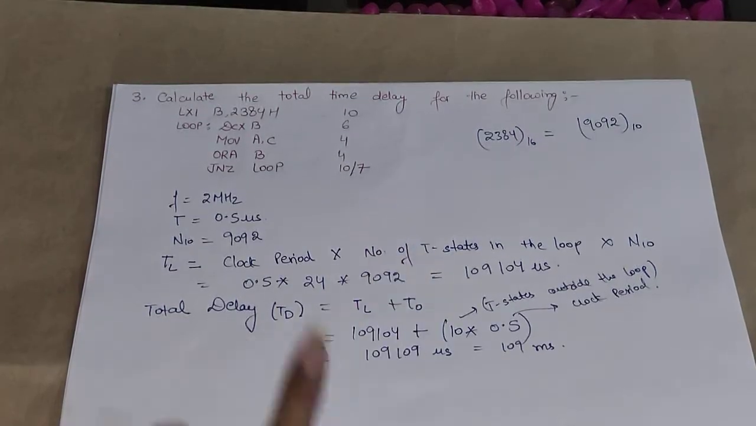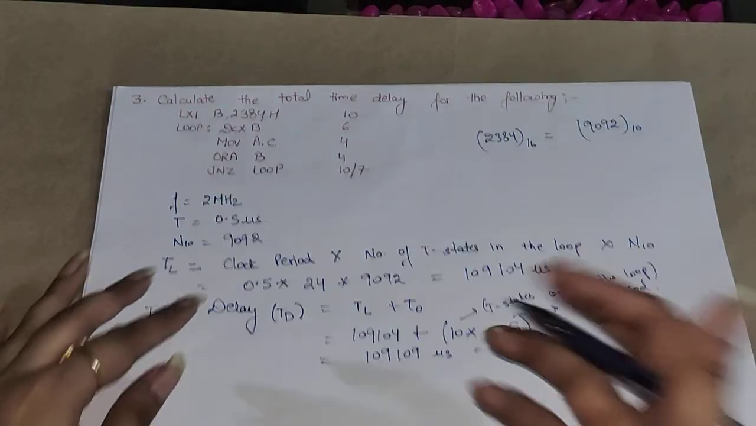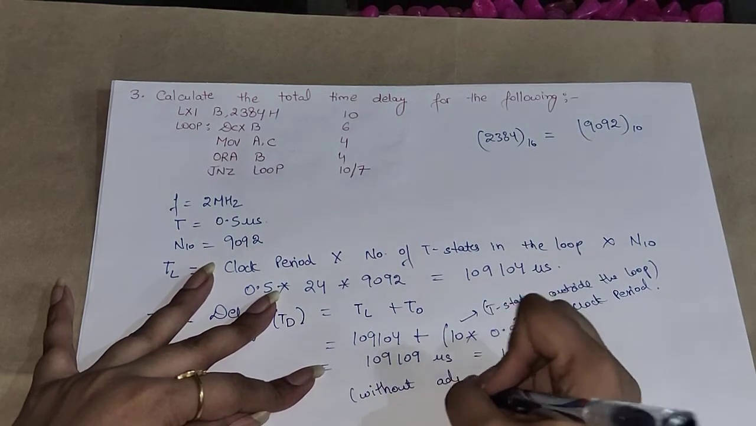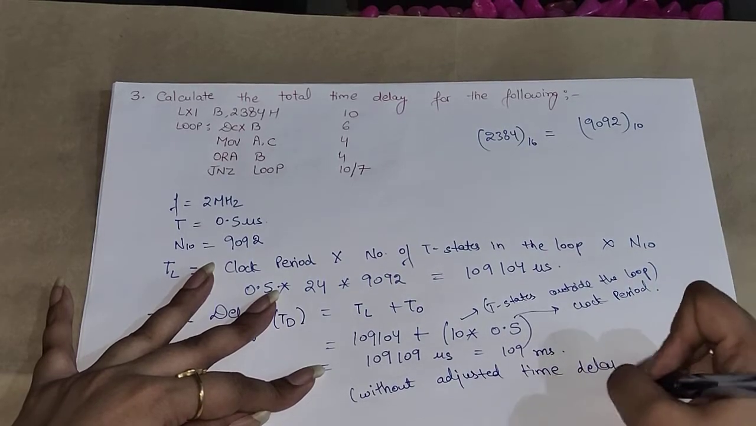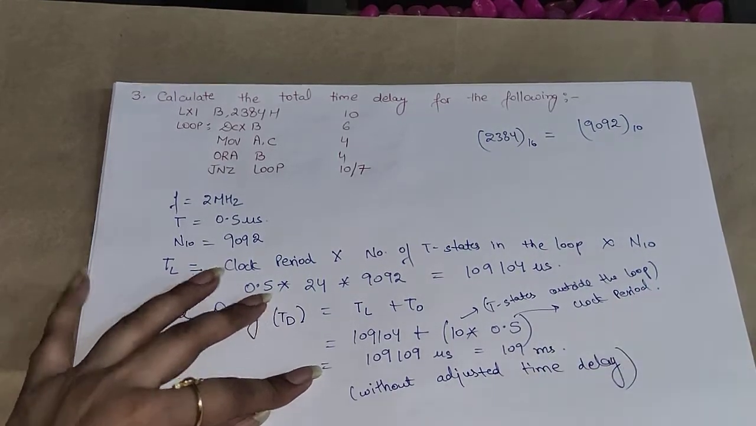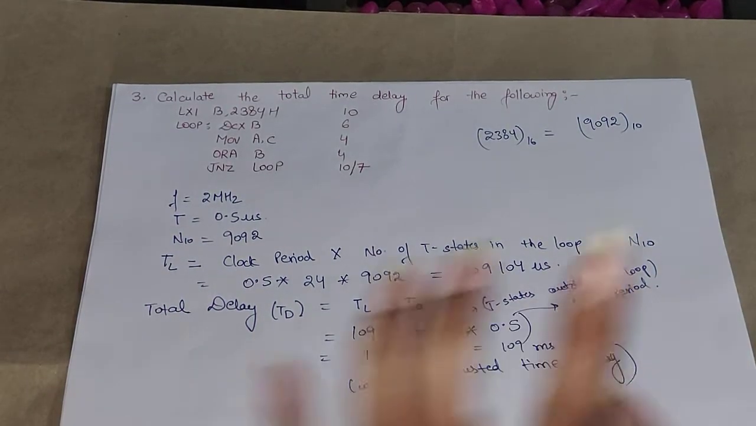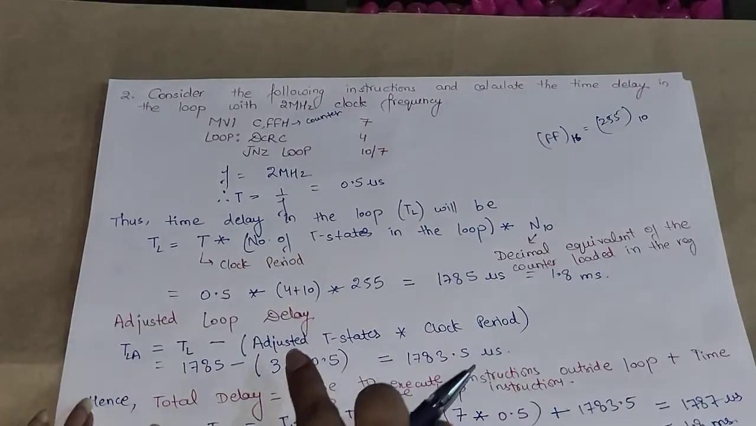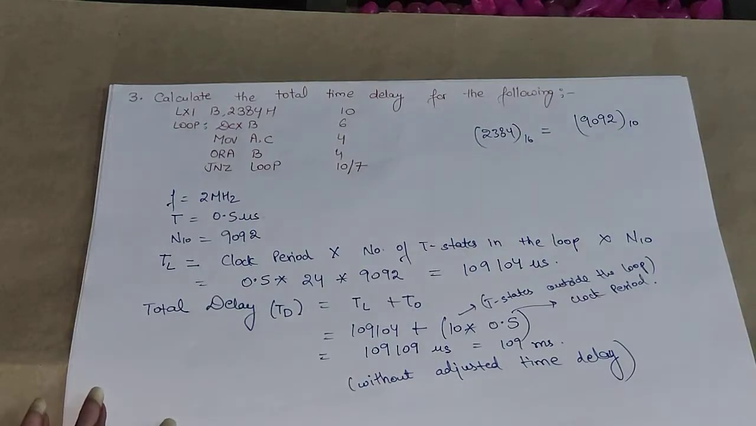So this is the time delay without calculating the adjusted time delay. You can mention it here, without adjusted time delay. In the exam it is your choice, you can do it directly, otherwise you can go with the first method like this. First you calculate the adjusted time delay and then calculate the total time delay inside the loop. Okay, now this was method 2.